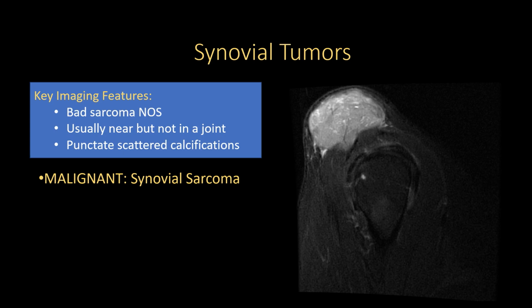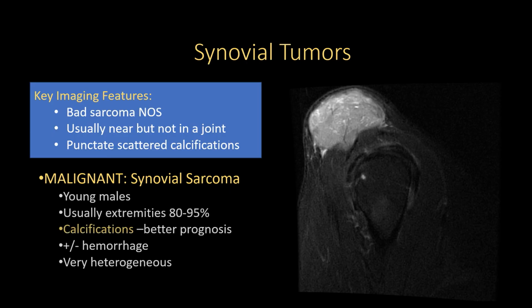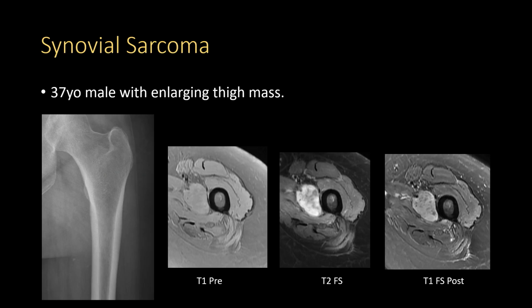Okay, in the last minute, we're going to talk about synovium as a subtype. All I want to talk about is the malignant subtype, the synovial sarcoma. This is basically a big bad sarcoma. It's going to look ugly. It's going to look heterogeneous. It's going to be near to, but not inside, a joint, and it's going to potentially have these punctate scattered calcifications. This is a lesion that happens in young males. It's usually in the extremities, and it does have a little bit of a higher propensity to hemorrhage.